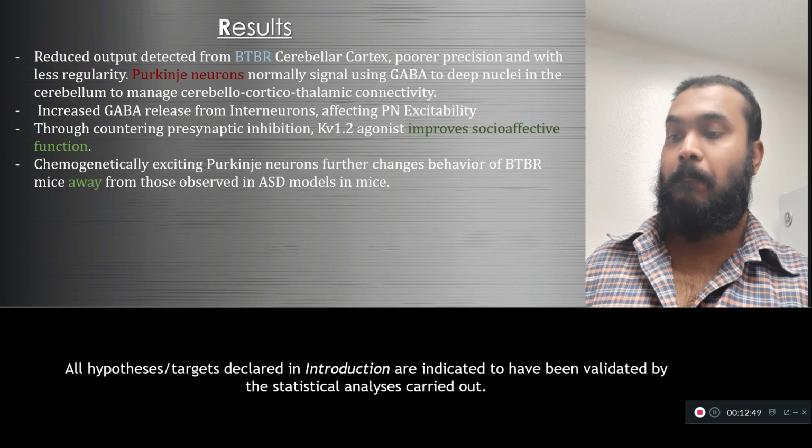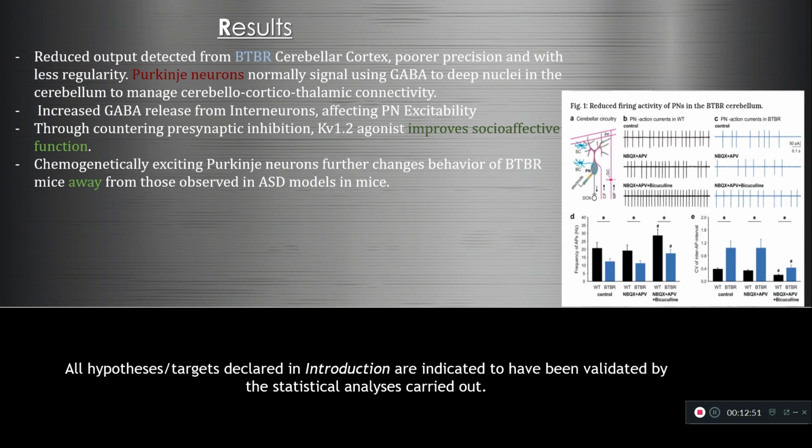It turns out that all four hypotheses stated in the last paragraph of the introduction were validated by the results. We see increased GABA release from interneurons. They do affect Purkinje neuron excitability. There is reduced output from the cerebellar cortex level, where you see lots of Purkinje neurons. There's poor precision and lower regularity with Purkinje neurons of BTBR rats as opposed to WT rats.